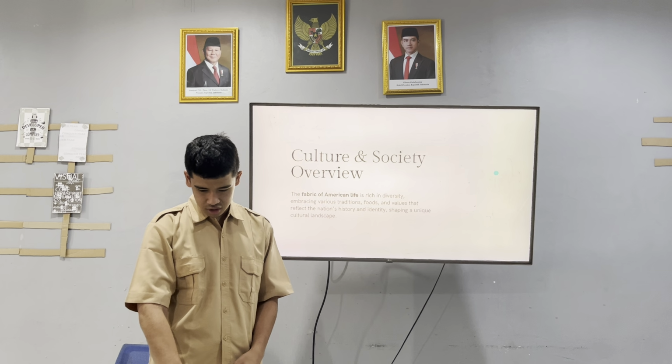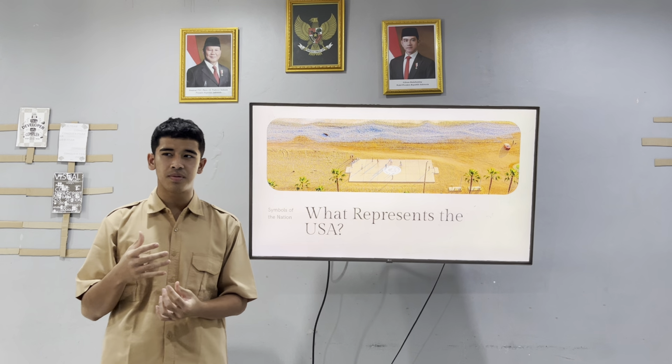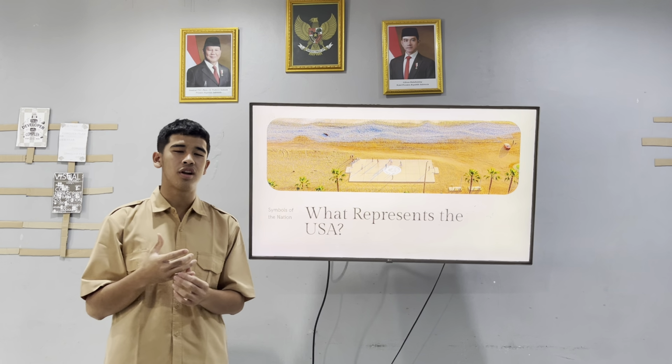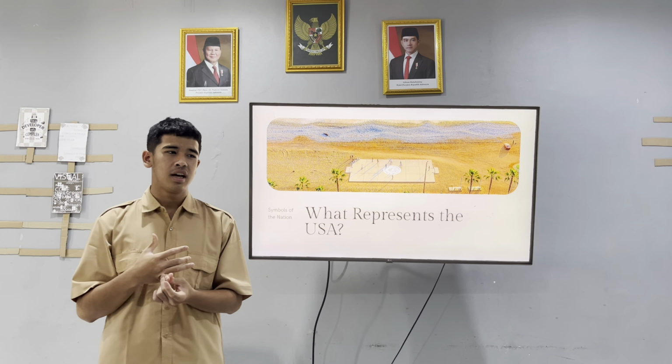Lastly, this is the second to last, I'm sorry. These are the things that represent the USA. First is the flag. The flag of the USA has a design of 50 stars and 13 stripes. The 50 stars represent the 50 states in the USA, and the 13 stripes represent the 13 original states the USA had when it first formed.